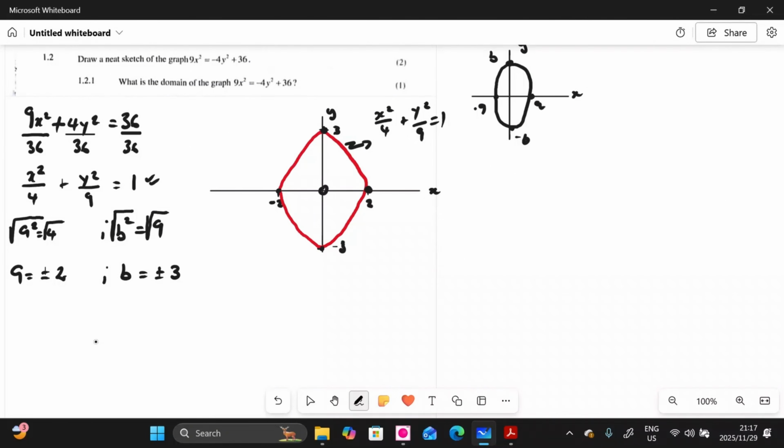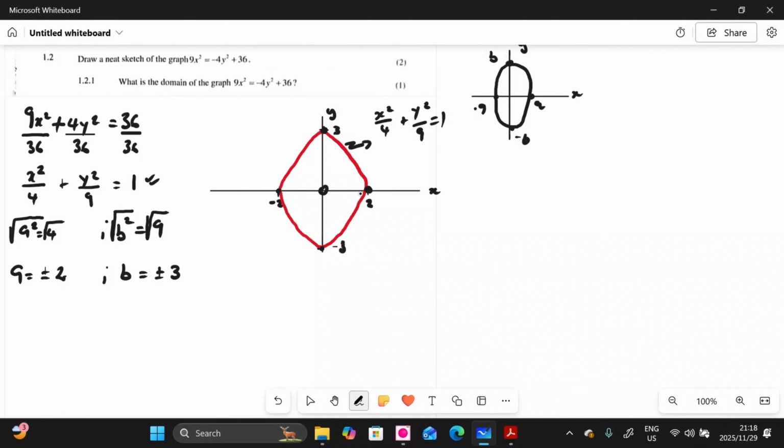All right, people, we are done with 1.2. Let's look at the next question. The next question is as follows. It's 1.2.1. They want you to tell us what is the domain of the graph 9x squared is equal to negative 4y squared plus 36.